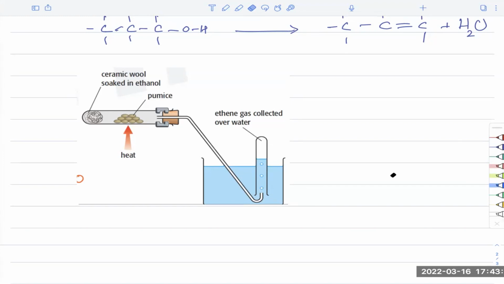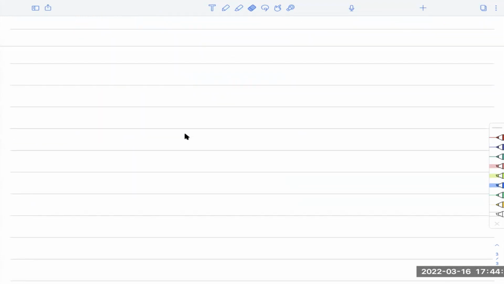The examiner does not ask you about pumice or why it is soaked in ethanol in ceramic wool or anything. You just need to identify that as long as you have these required conditions, you will be able to remove H and OH from an alcohol particle. We have already seen this when we were talking about alkenes. And again, as I've told you, there is a chance of making isomers. So let's put that to a test. Let's try to solve this equation.